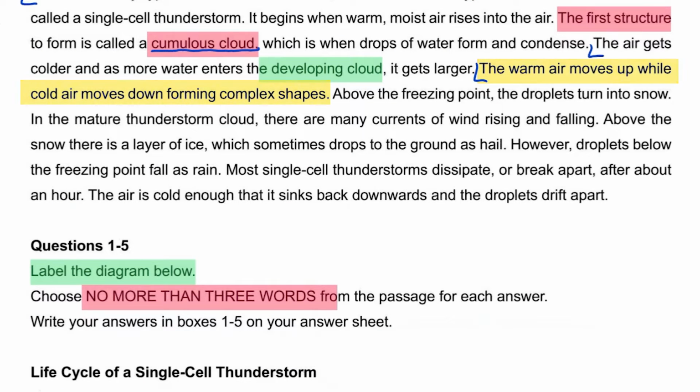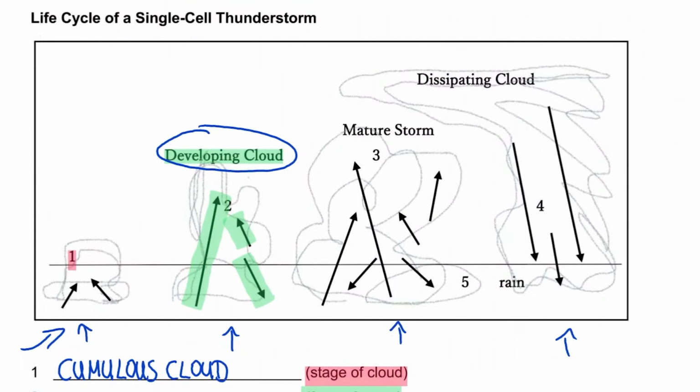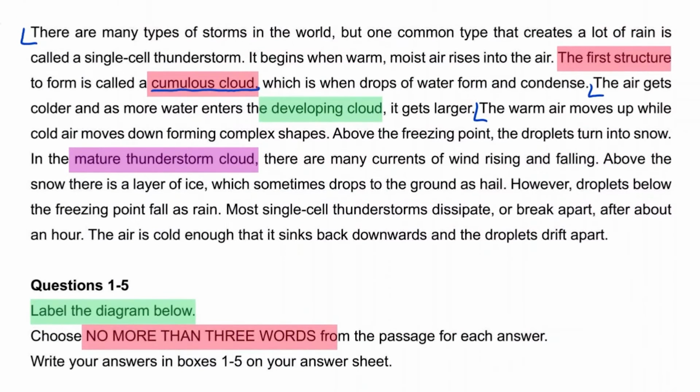Let's continue reading. Above the freezing point, the droplets turn into snow. And if you have a look at the next sentence, it says in the mature thunderstorm cloud. So here they are already talking about mature storm here. So we are already in the next stage. And that's not what we are interested in. And that's why we now know that those two sentences before the mature thunderstorm cloud are the sentences that interest us. So let's again have a look at these two sentences.